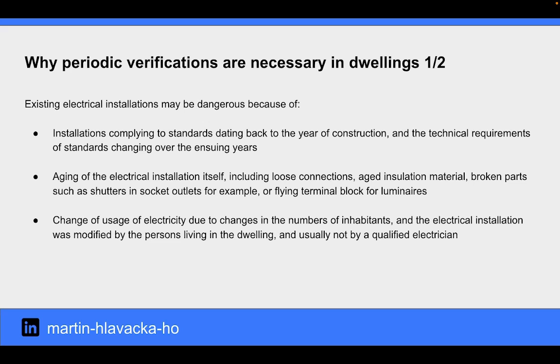Change of usage of electricity due to the change in the number of inhabitants, and the electrical installation being modified by the person living in the dwelling and usually not by a qualified electrician.